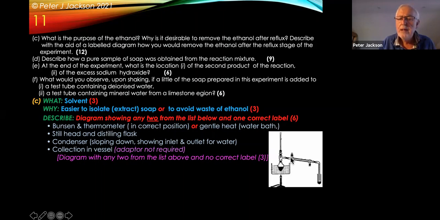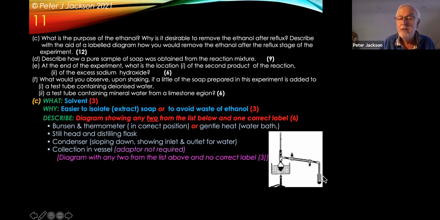So there's the diagram. You didn't put in a Bunsen burner, you can just put boiling water, that would do. The Bunsen and thermometer in the correct position, right? And the thermometer, don't forget the thermometer, or gentle heat, a water bath. The still head and distilling flask, that's all of that. The condenser sloping down, and inlet and outlet for water. Water in, water out. Notice that the connections are on opposite sides of this particular condenser. They can both be on the same side. It doesn't matter once you show water in at the bottom, out at the top. And a collection vessel.